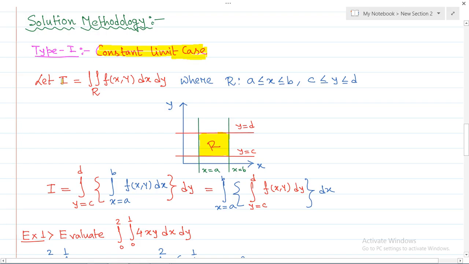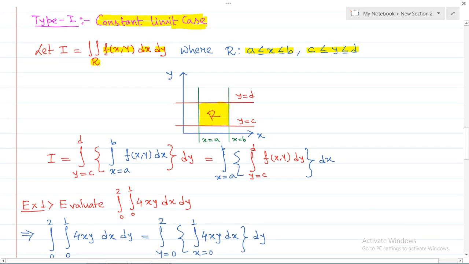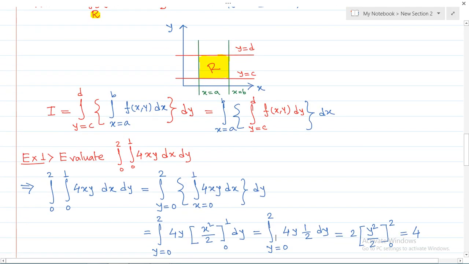Suppose we have the double integral over the region R of f(x, y) dx dy, where the region R is prescribed by a less than or equal to x less than or equal to b and c less than or equal to y less than or equal to d. One most important thing now we are going to explain, so please be careful about that. Whenever this type of question is given to us, our first task is to understand the region R which is situated in the xy plane.